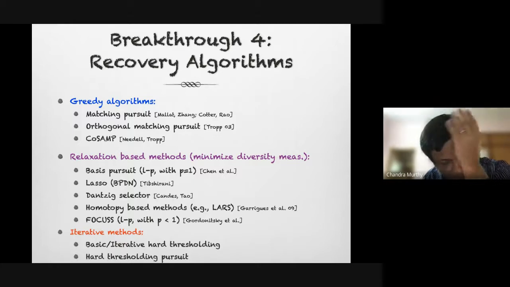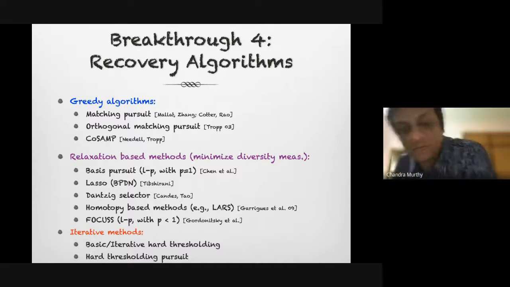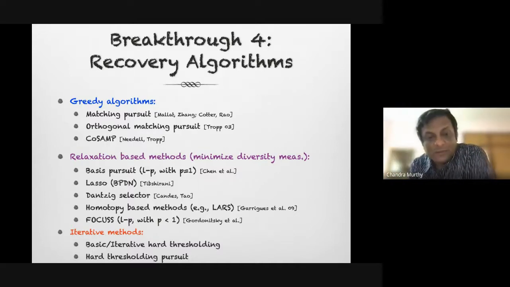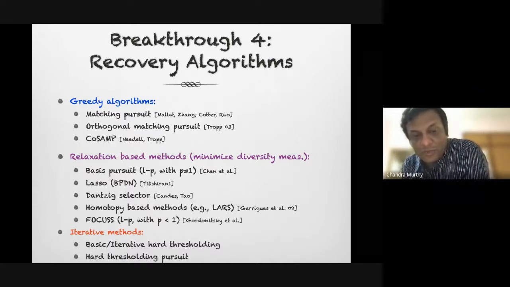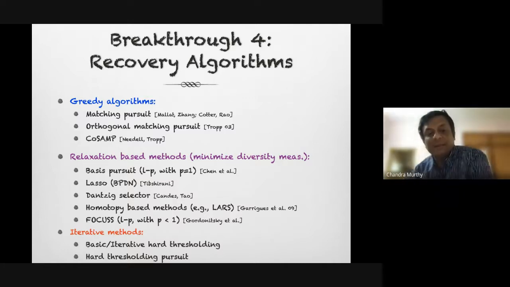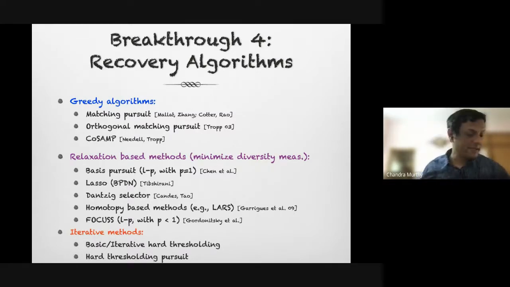And the third method is an iterative method where you use a thresholding algorithm which recovers the sparse vector and then thresholds it, setting the entries of the vector below some small value to 0, and then tries to recompute the estimates. There are methods like iterative hard thresholding and hard thresholding pursuit in this class of methods.